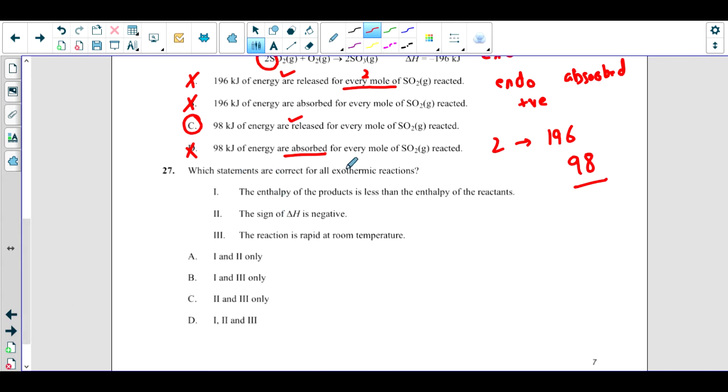Which statements are correct for all exothermic reactions? Now we want to see which one is correct for all exothermic reactions. The enthalpy of the product is less. Yes, it is true. Why? Because energy is given out, so the product enthalpy is always less. The sign is negative. Yes, for an exothermic process, the delta H sign is negative. The reaction is rapid at all room temperatures. No, this is not true. The reaction is not necessarily rapid at room temperature. It also has other conditions. So the correct answer is 1 and 2 here.